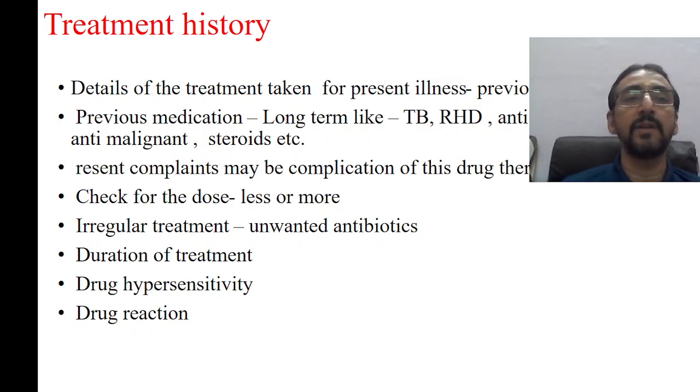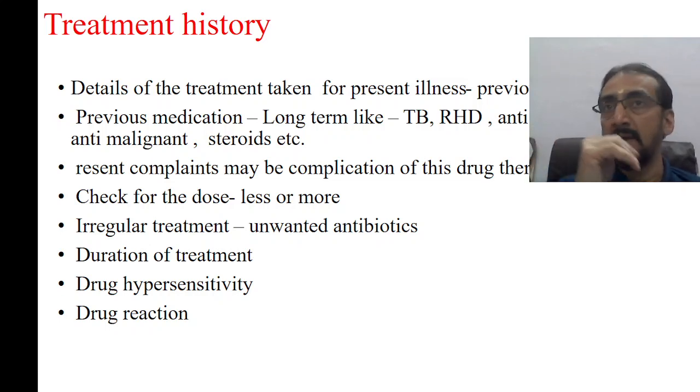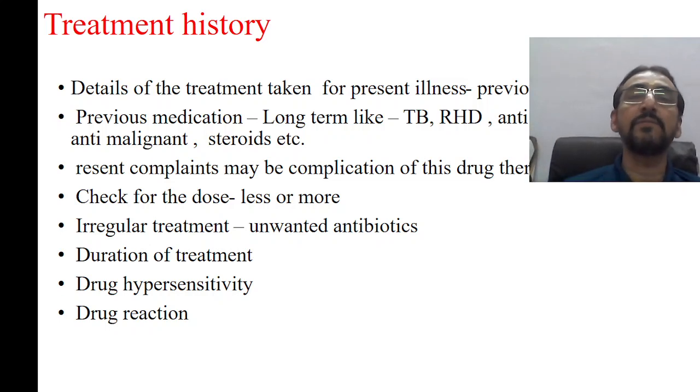In the treatment history, the details of the treatment taken so far for the present illness have to be taken. Okay, in detail you have to take what medications are given for this particular illness, and also what medications were taken by the patient previously. That has to be asked too. Suppose there is a history of previous medication, maybe 1 year back, 2 years back, or some ongoing medication, then that history plays a very important role.